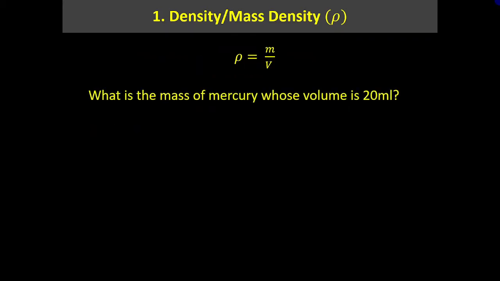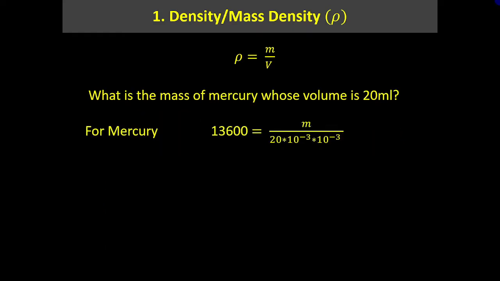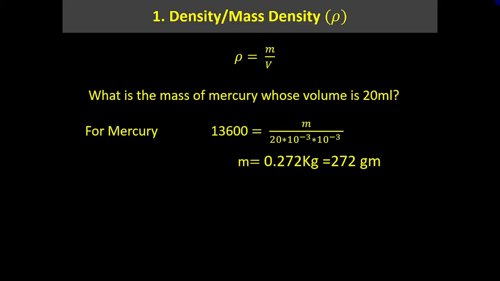So what is the mass of mercury whose volume is 20 ml? Let's try to find out. For that, I have mercury in a beaker of volume 20 ml, and we want to find the mass of this mercury. Now we know that the density of mercury is 13,600 kg per meter cube. For mercury, the density is 13,600. We want to find the mass, and if I convert 20 ml into meter cube, it is 20 into 10 raised to minus 6. Putting these values in, I get the mass as 272 grams.